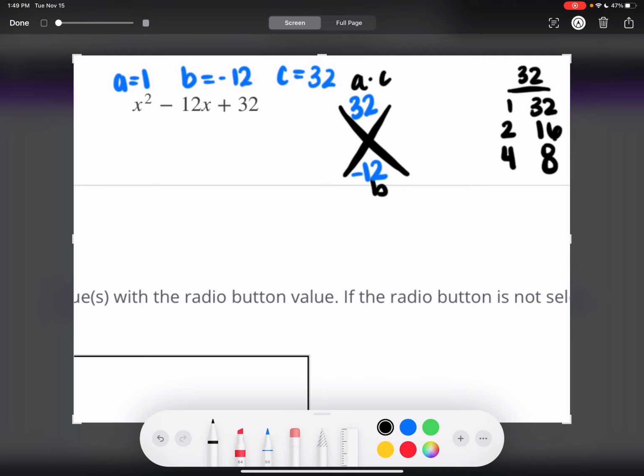Okay, now I'm looking for which 2 of these could get me to a negative 12. So let's think about my sign chart. I've got a positive number on top, negative number on bottom, and so I'm going to have 2 negative factors. And then the two of those that would get me to 12 is going to be -4 and -8. Before you move on, check. -4 times -8 is +32. -4 plus -8 is -12. And so I know that my factors are good. I didn't make a mistake in there.